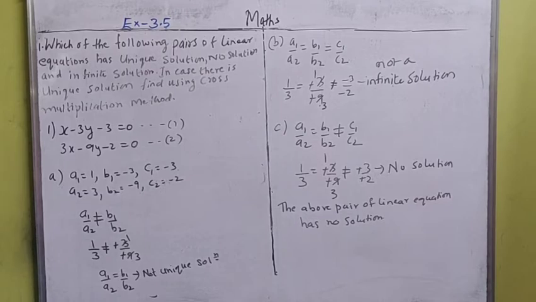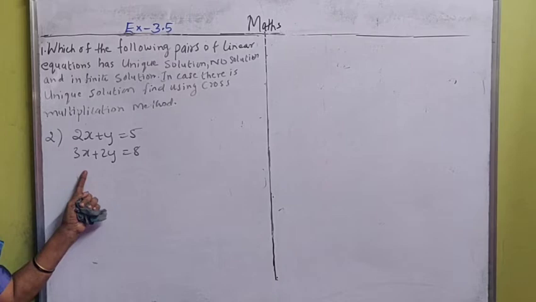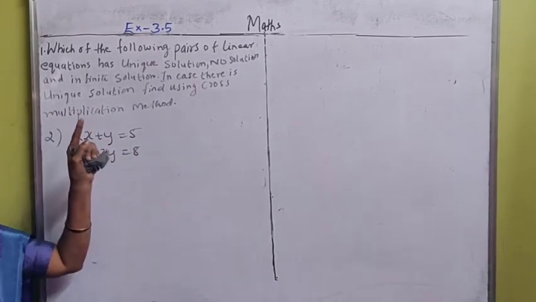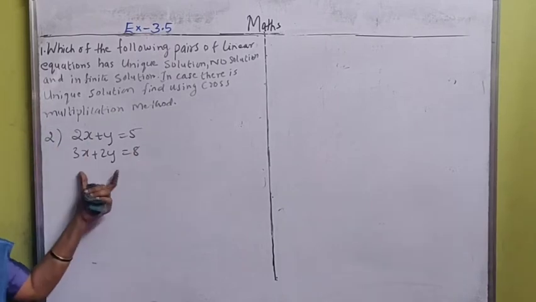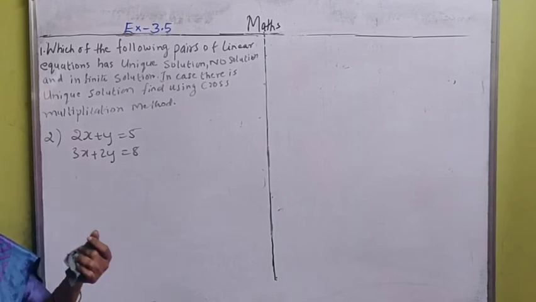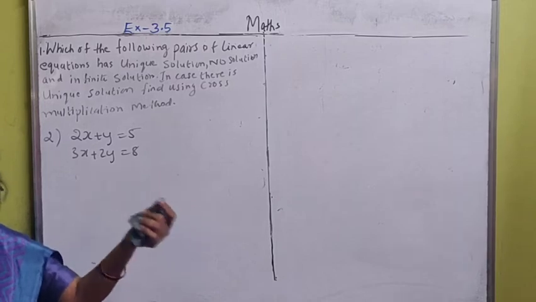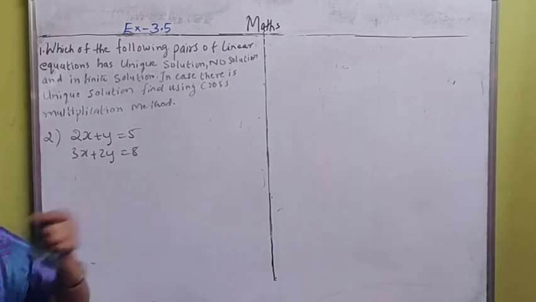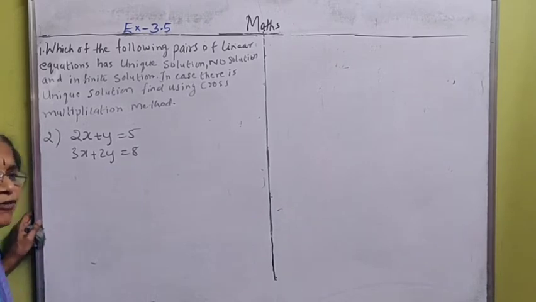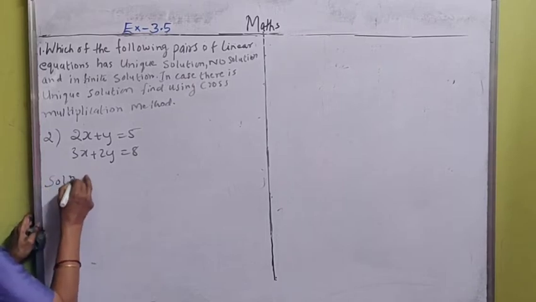That is the answer. Now, in this first main question, a second equation is given. There also you have to find out whether there is a unique solution, no solution, or infinite solution. If it is a unique solution, you have to find the answer by cross multiplication. So again, I am telling what you have to do. You find out the A1, A2, B1, B2, C1, C2 values. But before that, see whether it is arranged in the general form or not. Here you can see it is not arranged in the general form. So first, I am going to arrange it.